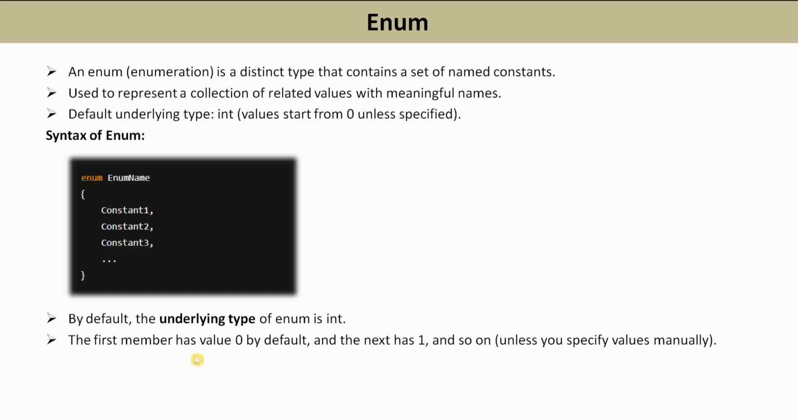The first member has value 0 by default and the next has 1 and so on, unless you specify values manually. So its default value is 0. If we do not specify any value in the enum table, then it will start from 0. Otherwise, if we provide some value, then it will go according to that value and the next value will be incremented by 1 and so on.